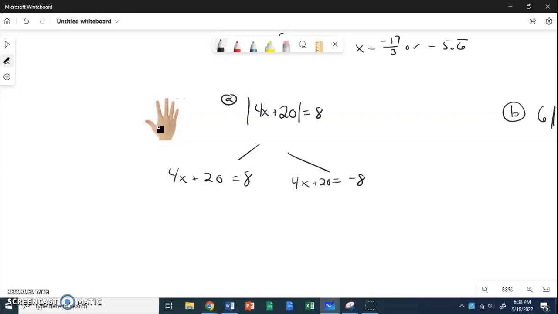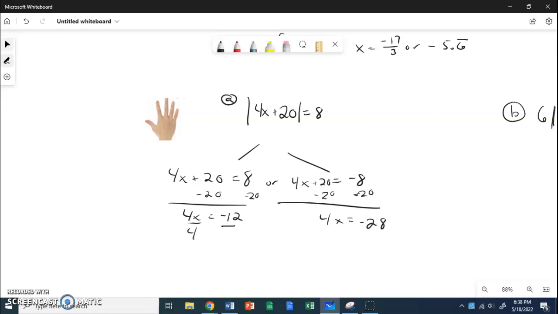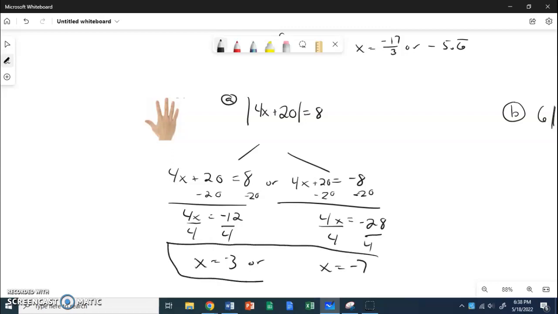Now solving each of these, you're going to solve each of them independently. So you minus 20, minus 20. You can do that on both of them at the same time if you prefer. On each of these, we're going to have 4x equals, on the first one, 8 minus 20, which is negative 12. And on the other one, negative 8 minus 20, and we get negative 28. Now we're going to divide by 4, so on one of them we get x equals negative 3, and on the other one we get x equals negative 7. So we have our two answers.